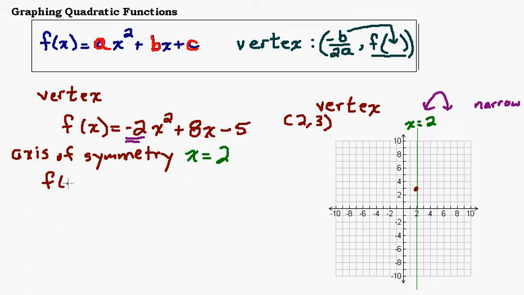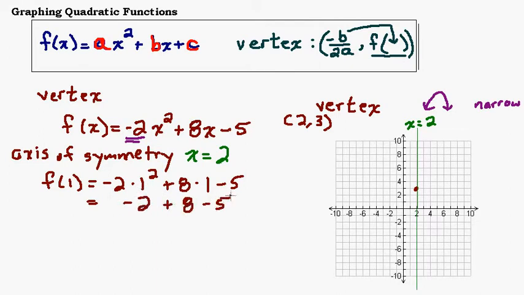So we're going to do some points now. f of 1 would be negative 2 times 1 squared plus 8 times 1 minus 5. Alright, 1 squared is just 1 times negative 2 would be negative 2 plus 8 times 1 is 8, which gives me 6 minus 5 is 1. So if I plot that point 1, 1, x was 1, and then f of x came out to be 1.